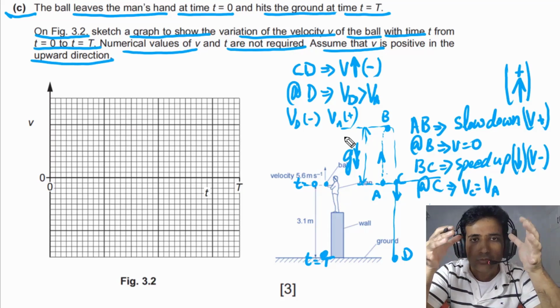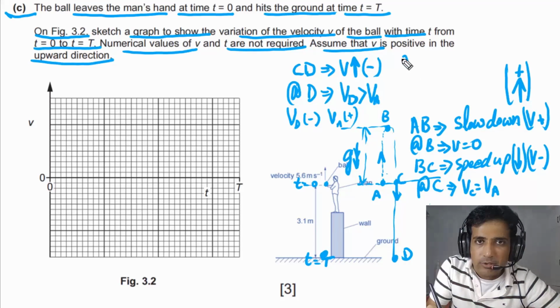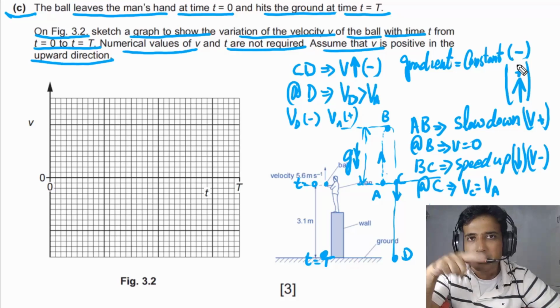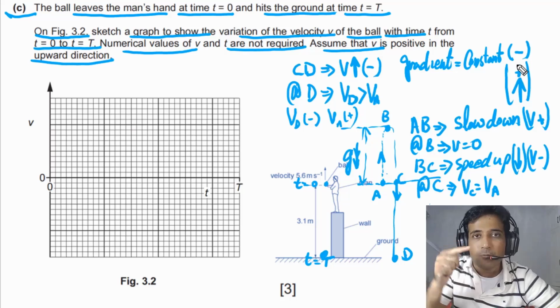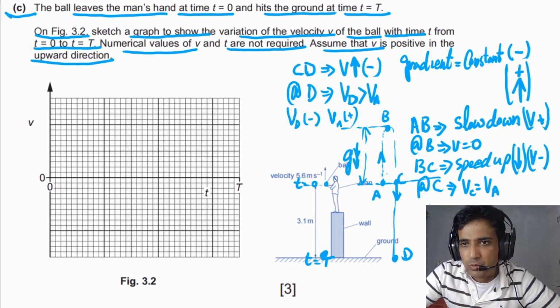We also need to understand that acceleration of the ball is always negative and downward. So the gradient of the graph has to be constant. It must have only one value, and gradient has to be negative because gradient is equal to acceleration, and acceleration is vertically downwards, and we have taken up as positive. So the gradient of the line has to be negative.